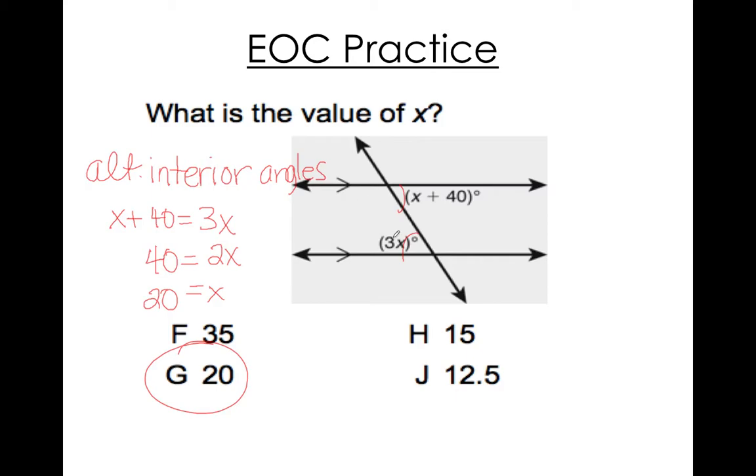Remember, a good rule of thumb is to plug it back in to make sure that you got the correct answer. So when you plug this back in, you can do 20 plus 40. Well, we know that equals 60. And when I do 3 times 20, that also equals 60. So we know that it works out.